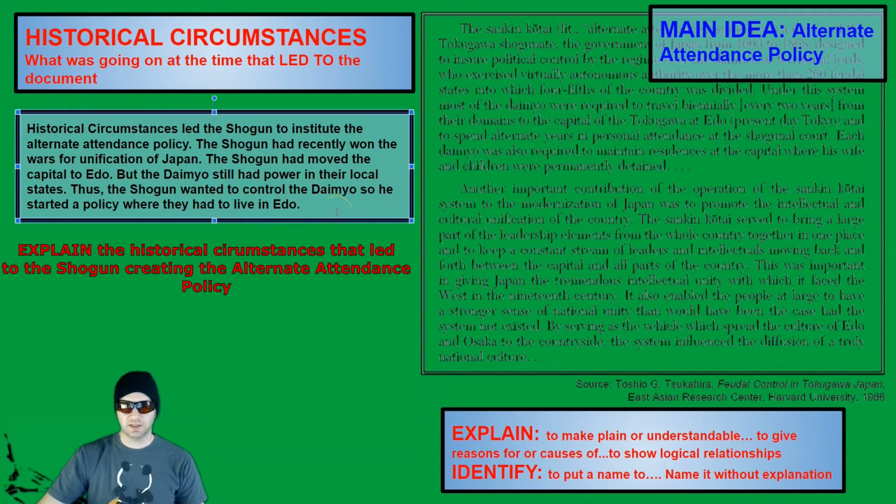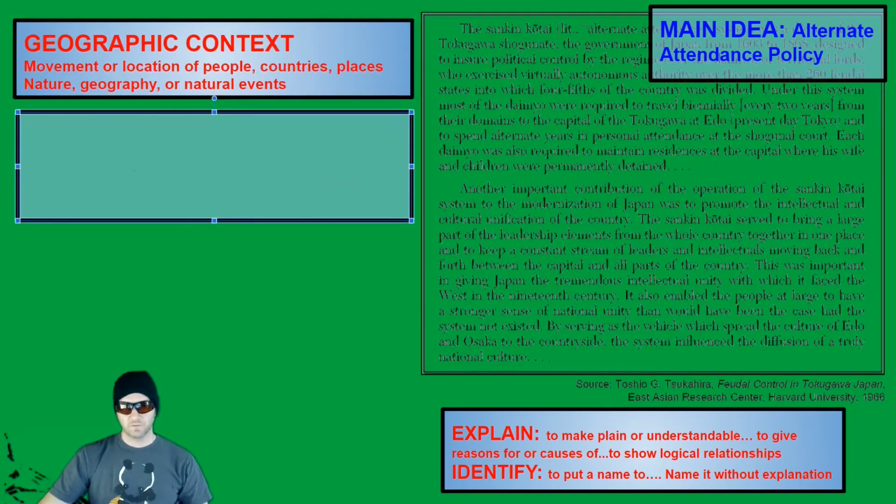This is what was going on in Japan at the time and what was causing the events in the document. Okay? We're not really taking information from the document. We're trying to tell the reader what was going on at the time that led to the events in the document. So for geographic context, we're explaining geography that we see or is brought up in the document.